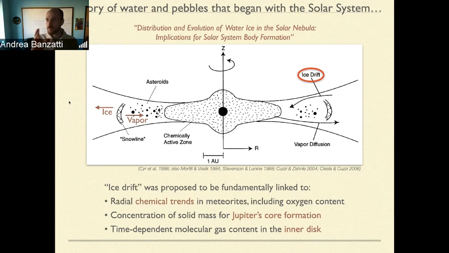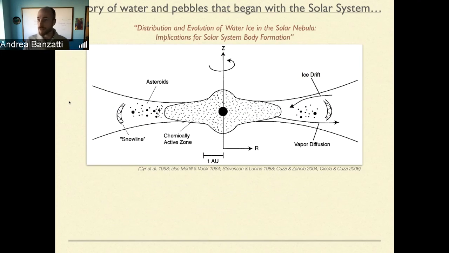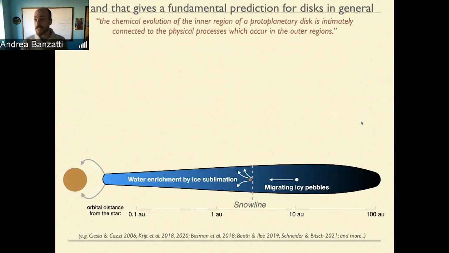Now, all these predictions were so fundamental that they were later extended to protoplanetary disks in general, identifying a prediction where the outer region should be intimately linked to the chemistry of the inner disk through this large-scale drift of icy solids that would drift inside of the snowline, sublimate their ice, and then reach the inner disk with water. Now, this is a field of research that is extremely active today.